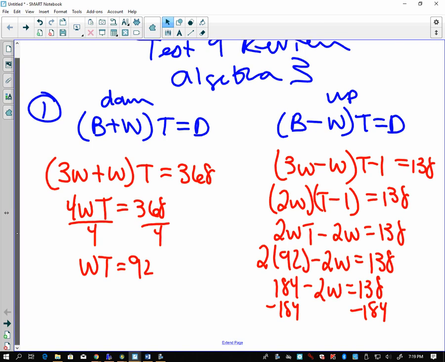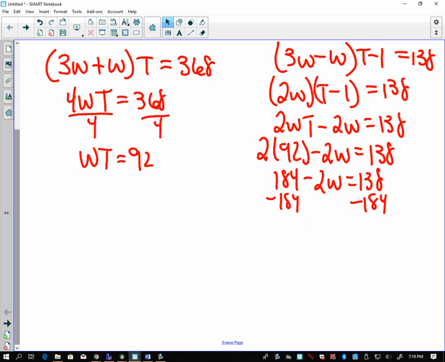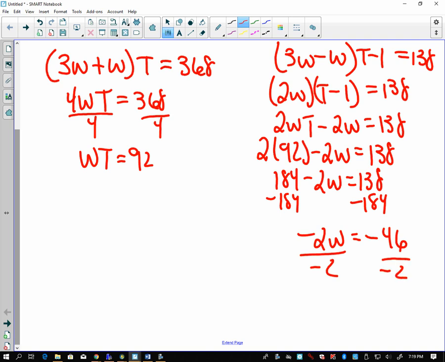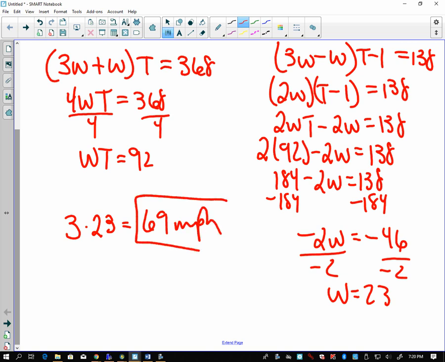Let's move our board down here a little bit. Negative 2W equals negative 46. Divide by negative 2. W equals 23. Speed of the current is 23 miles per hour, which is correct, so we haven't broken anything here. Finally, we need to take 3 times 23, and 3 times 23 is 69, and we are in miles per hour, I believe. So this is our final answer.